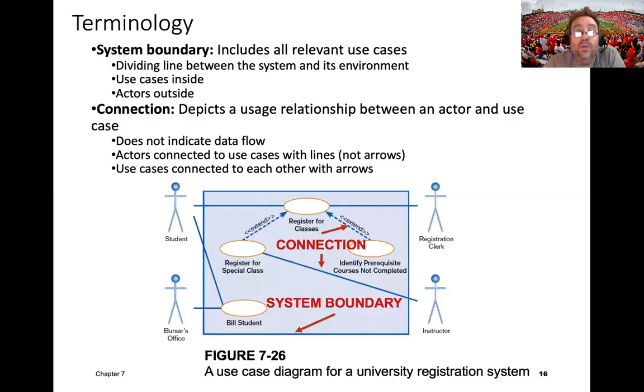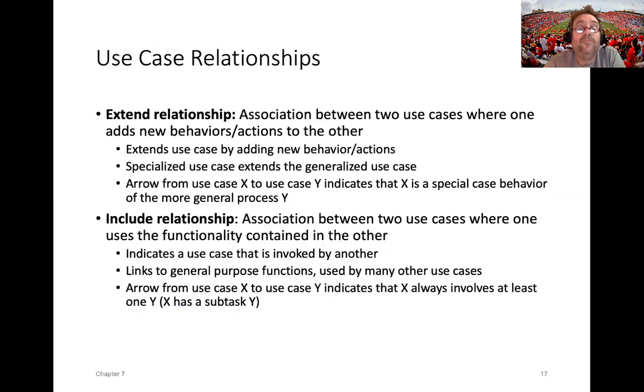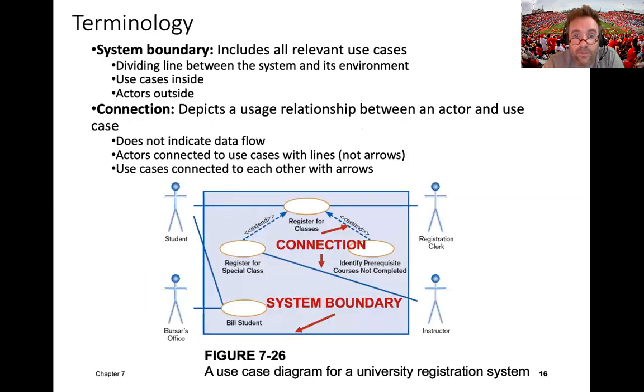So you'll notice here we have an extend relationship between register for special class and register for classes. What's an extend relationship? An extend relationship is an association between two use cases where one adds new behaviors or actions to the other. So normally you would do only the actions that are in register for classes. But in special situations when you have to add in extra actions, then those extra actions to be added on will be, in this example, stored within the use case register for special class. So it's an extension of a pre-existing level of actions.